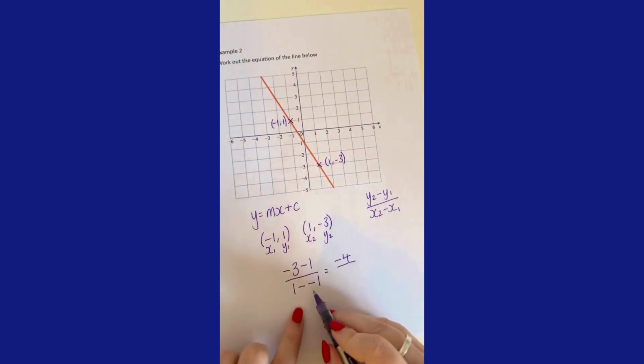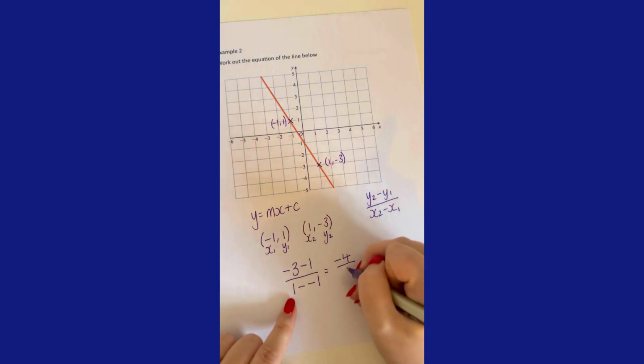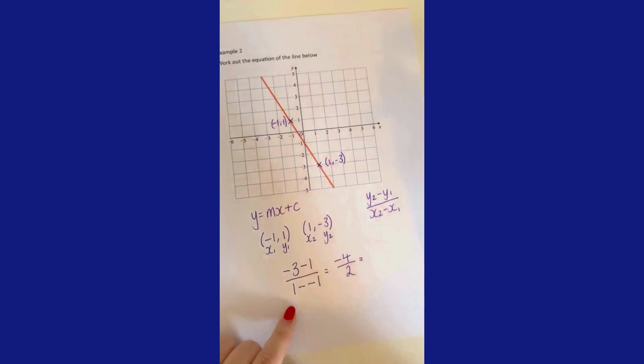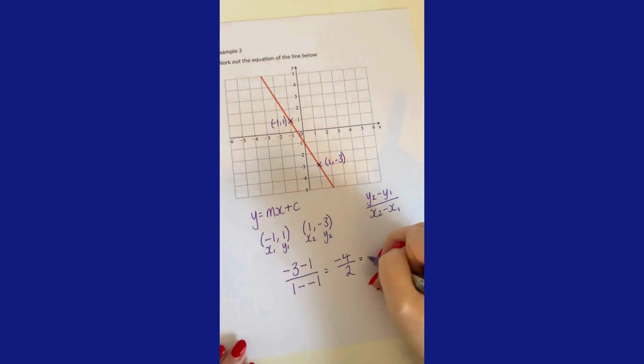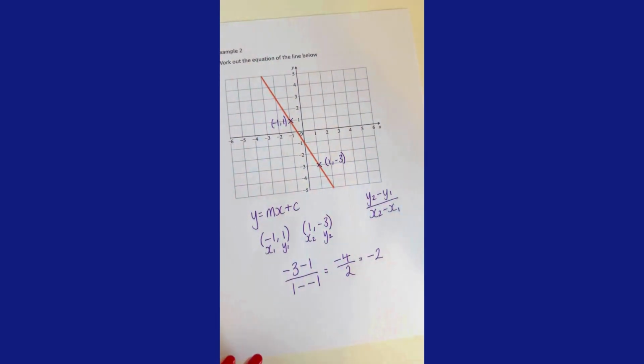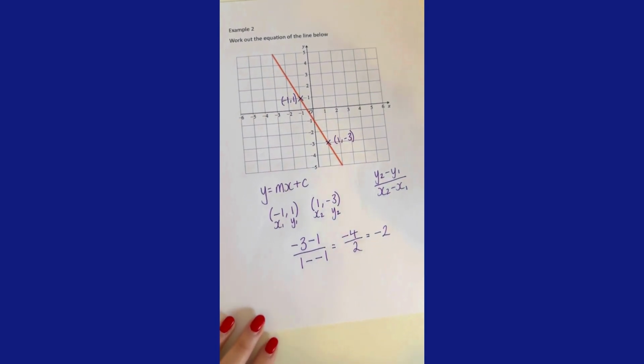And then here, because we've got our double negative, this becomes an addition. So this becomes 1 plus 1, which is 2. What I can then do is do that division. Minus 4 divided by 2 gets me minus 2. So I now know my gradient of that line is minus 2.